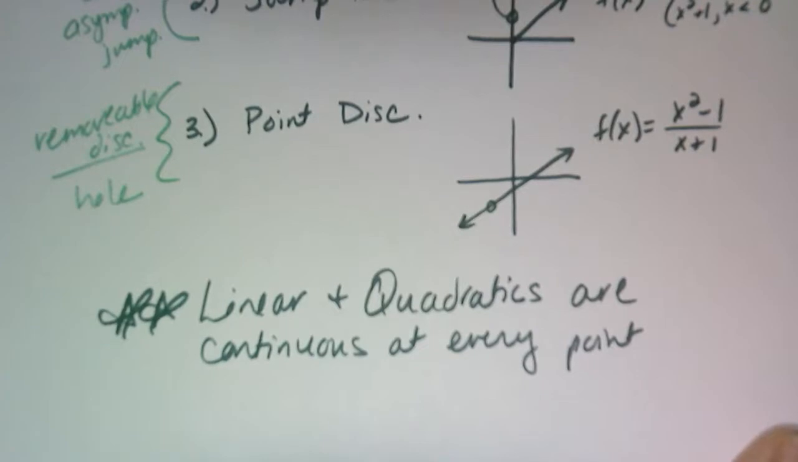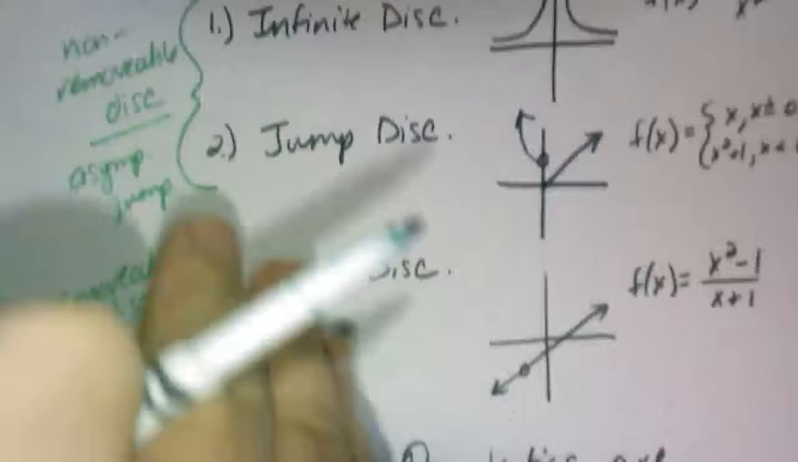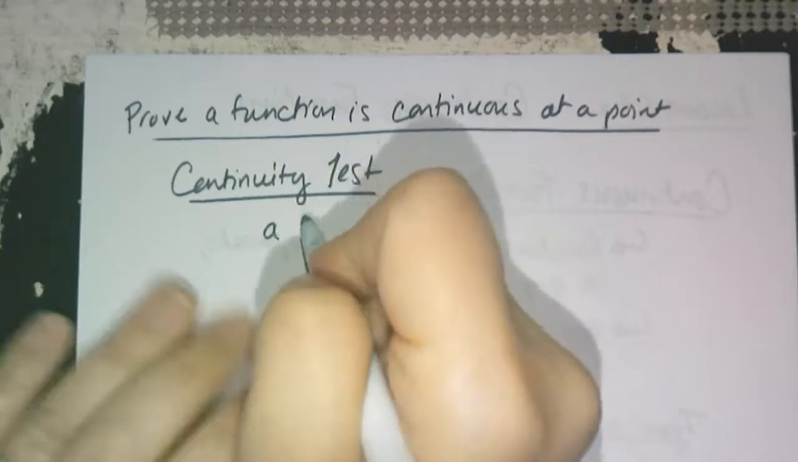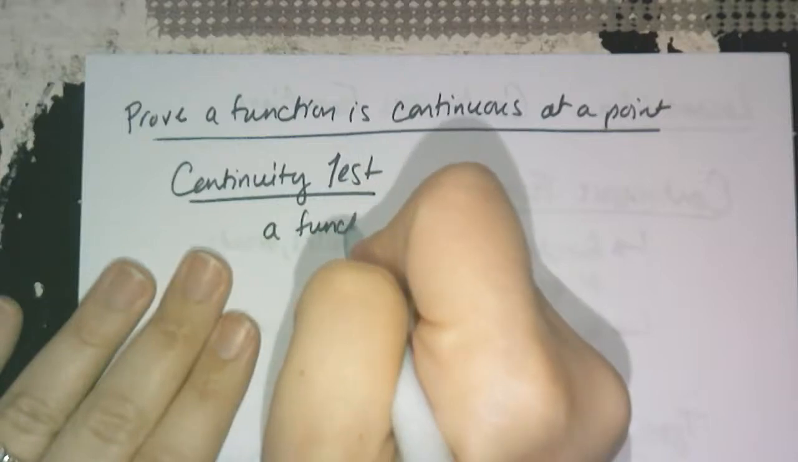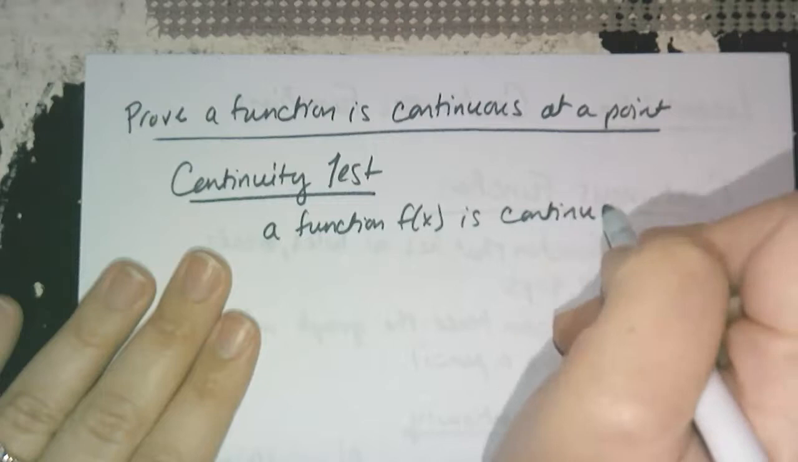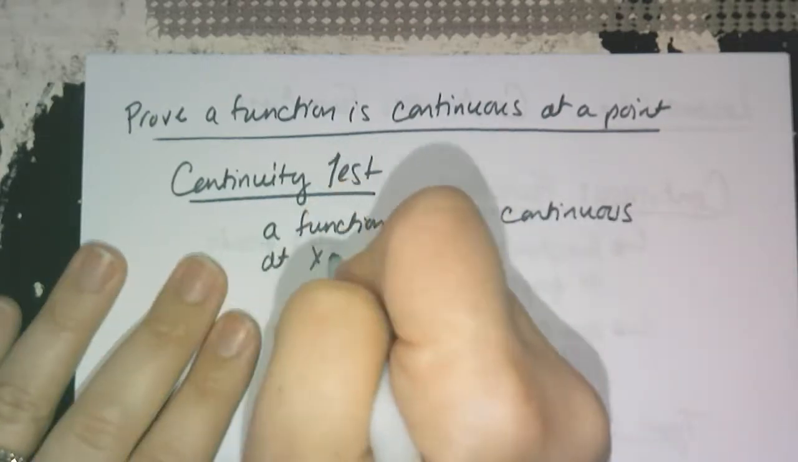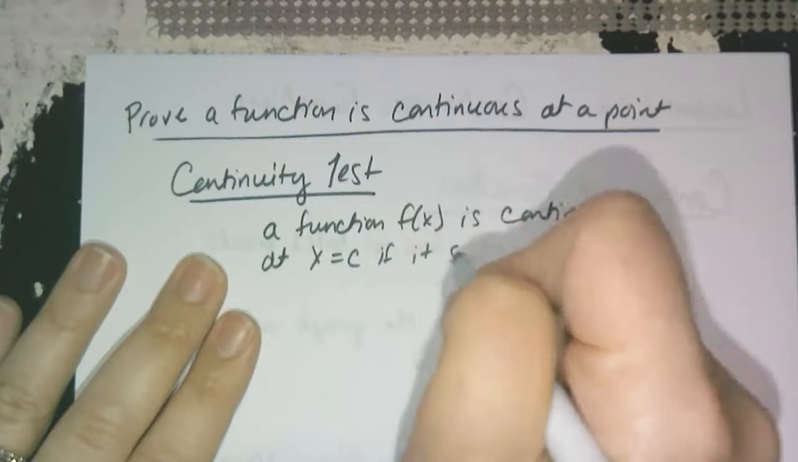All right, so that's the basic definition of a continuous function and the types of discontinuity. But now we're going to do proving it's a continuous function or not at a certain point. And this is where the definition gets really mathy, but just don't worry, write it down and when we're done. So the continuity test is for a function f of x is continuous at the point x equals c if it satisfies the following.